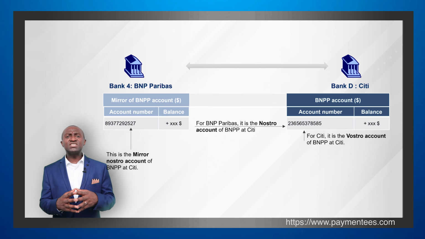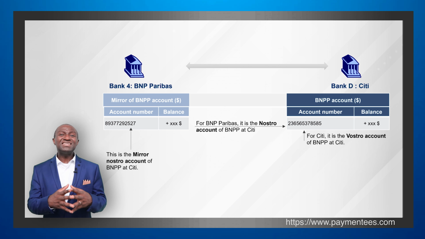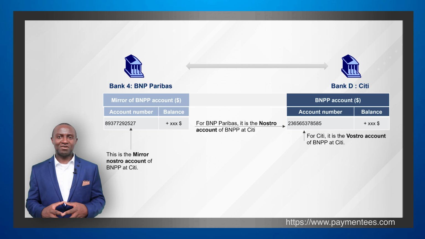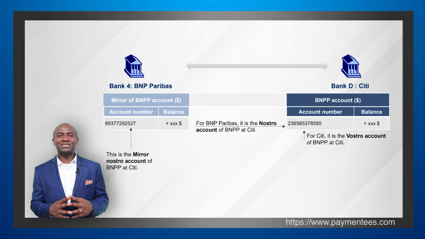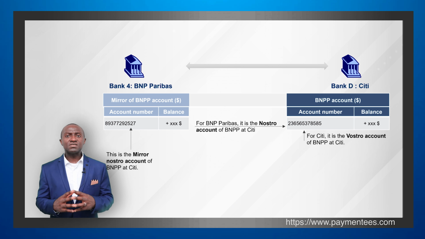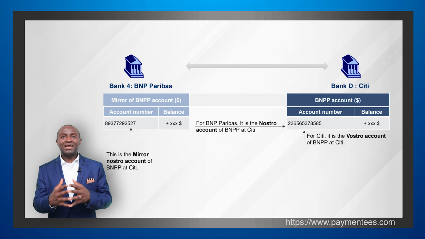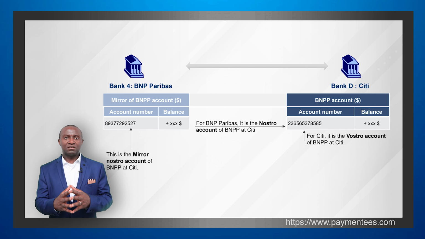In some payment engine software, the mirror account is called nostro account instead of mirror nostro account. Please keep in mind that the nostro account is always in the books of the correspondent bank, never in your own books. In other words, a bank does not debit and credit its nostro account. Its correspondent bank does.